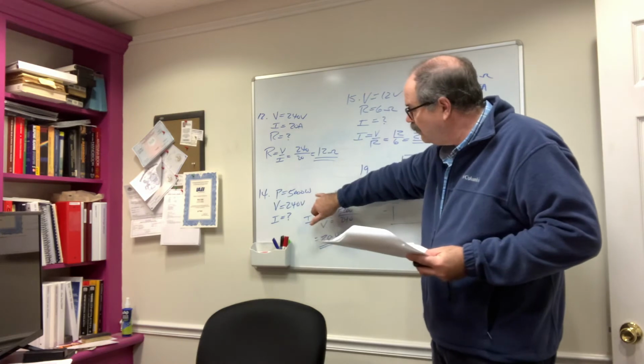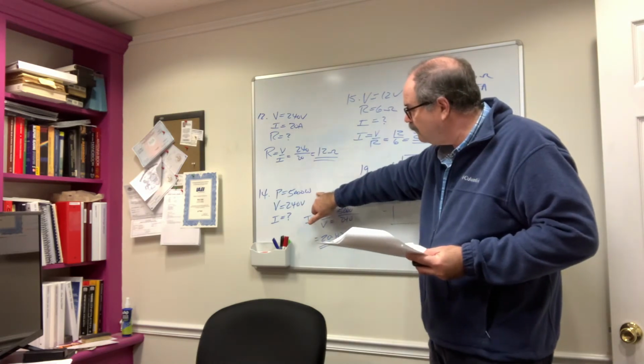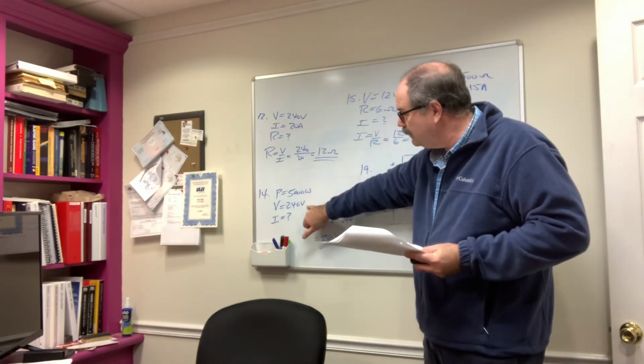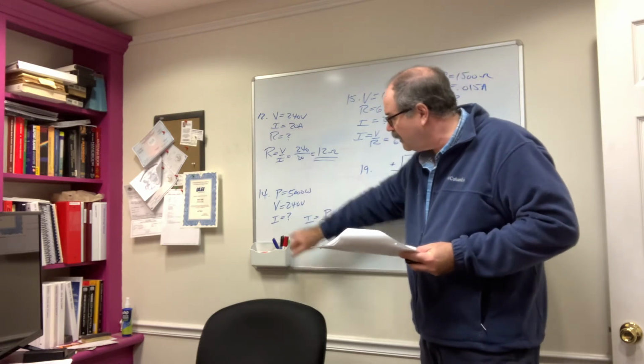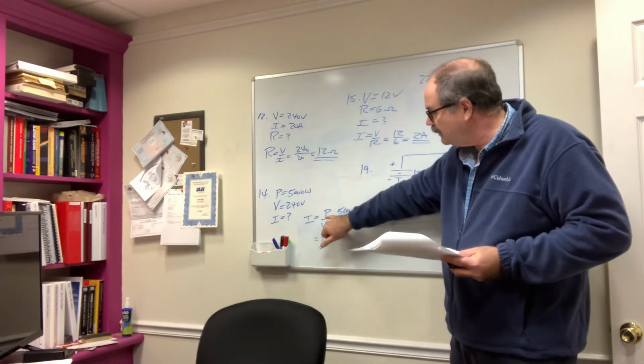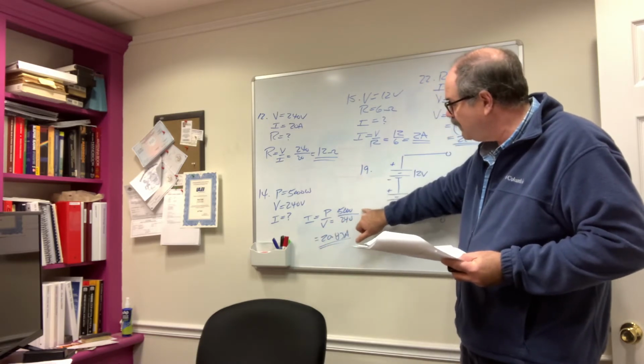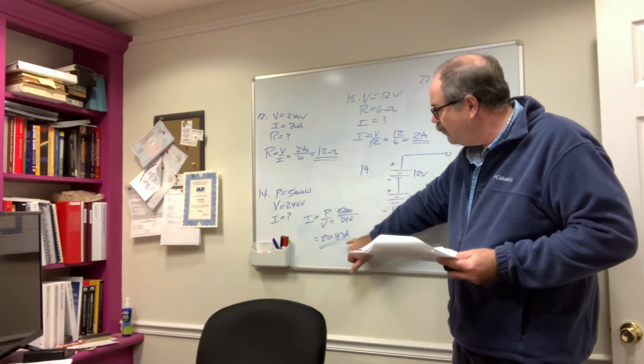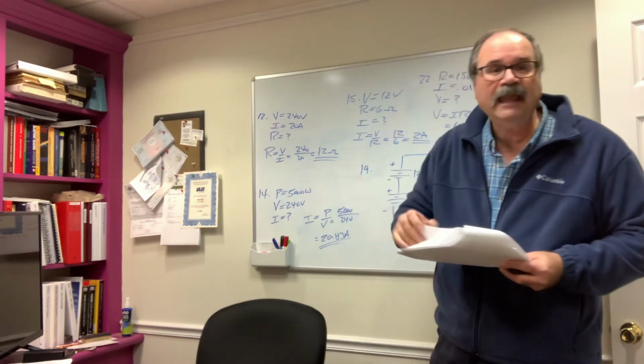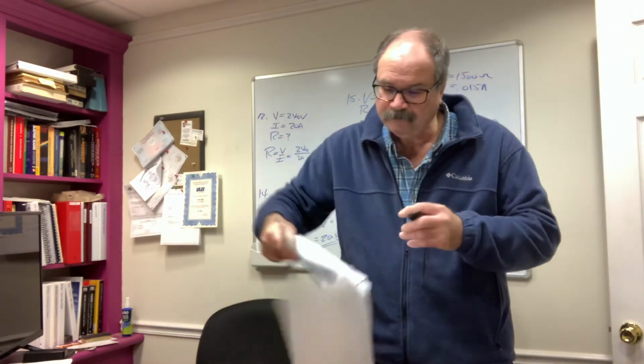Question 14. A 5,000 watt electric heating unit is connected to a 240 volt supply. Calculate the current flow in the circuit. Well, again, we're going to write down what was specified. Power is 5,000 watts. Voltage is 240 volts, and we're solving for current. So current is equal to power divided by voltage. We plug the numbers in, 5,000 divided by 240. We get a current of 20.83 amps.